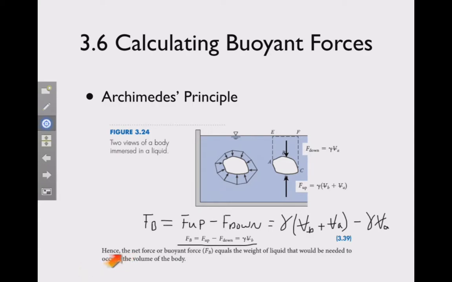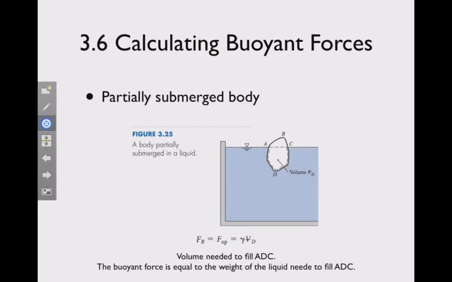The weight, and basically that's equal to the fluid that would occupy the object. So let me read this. The net force, or buoyant force, equals the weight of the liquid that would be needed to occupy the volume of the body. So that is this particular volume right here. VB is the volume of the body.